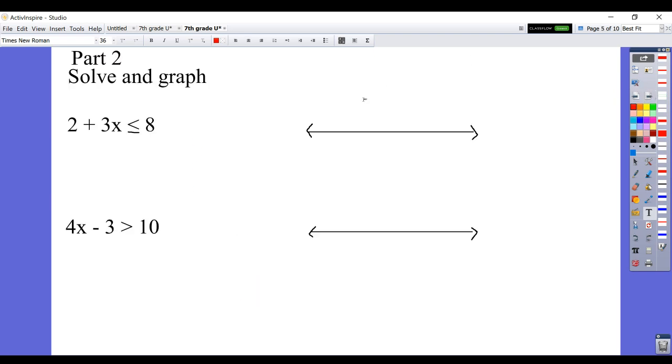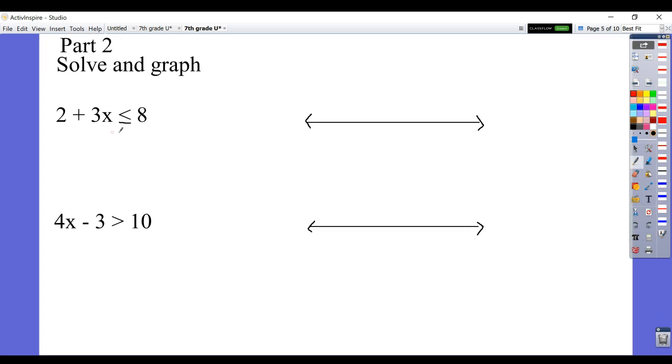Then there'll be a second part to this where you will have to do it on pencil and paper, and they're going to ask you to solve and graph. So if you look at this, this is an inequality. We know that because of this sign right here. If you have a less than or greater than, that means we have an inequality. So what we're going to want to do is to solve this and graph it.